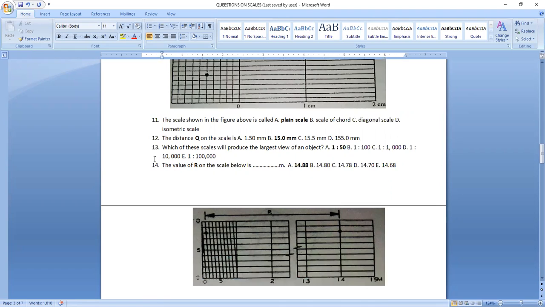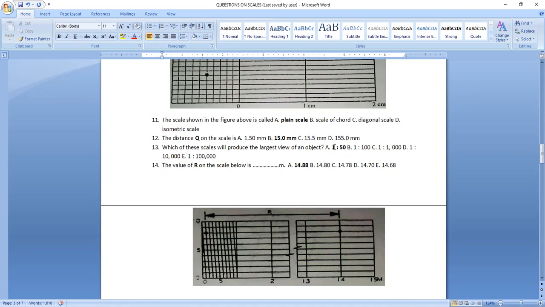Then we move to question 13, which says, which of the scales will produce the largest view of an object? The lowest scale here is 1:50. We want to divide, say, 1,000 by each of these. I believe you should know that the one that will give us the higher value will be this one, which is 1:50.